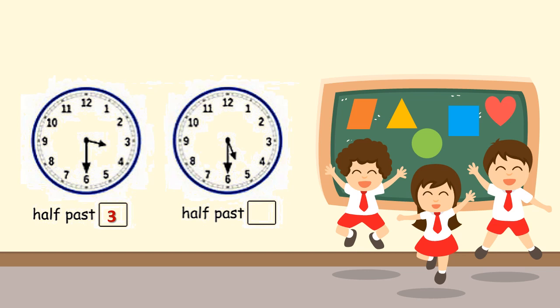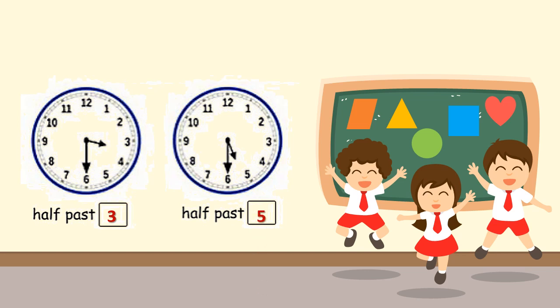So again, the long hand on 6, we say half past. And what about the short hand? It's between 5 and 6. So, yes, we're going to take the small number as we said, because the short hand is after 5. So we say half past 5.